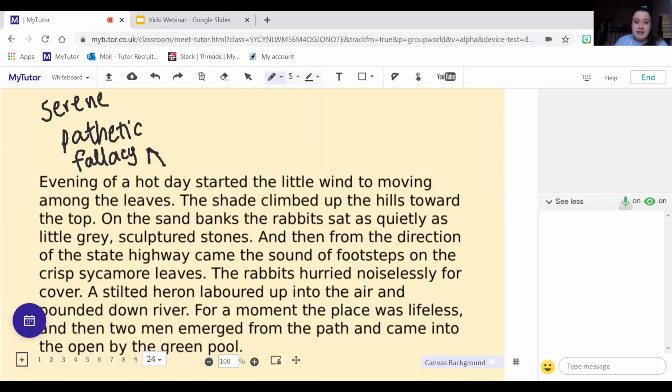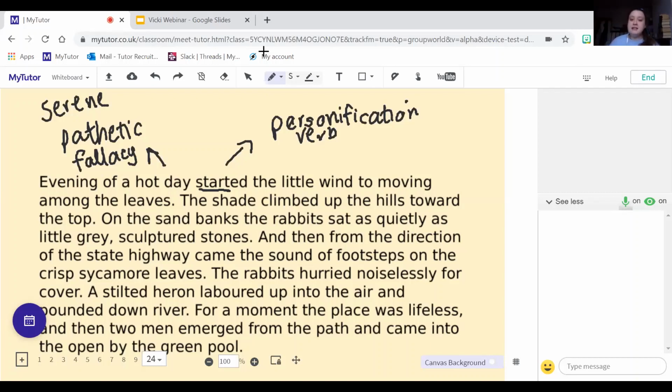So, started the little wind to moving among the leaves. Now, can an evening actually start something off? The answer to that is no. So this would therefore be an example of personification. With personification, we'll be looking for verbs. Started here is a verb. Because it's an attribute or an action, we will be looking for verbs when we come to personification. So when you comment on it, you can say the verb in this personification shows.